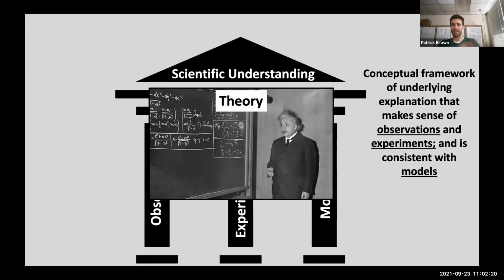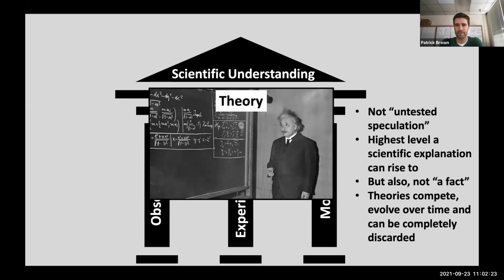And so theory is a confusing word, because scientific theory is not the way that we use it colloquially. That's like an untested speculation, where you say, I have a theory about this, and that essentially means I just came up with this guess of how this works. Scientific theory is not that. It's basically the highest level of scientific explanation that an explanation can rise to. But it's also not just a stamped fact. So you can't just say, well, it's a theory, so then it's true.